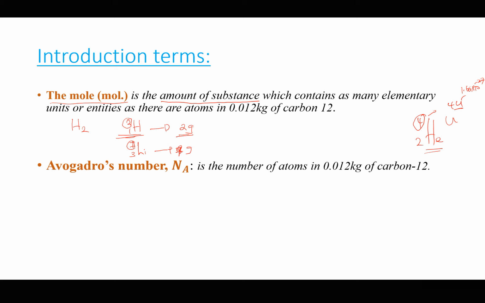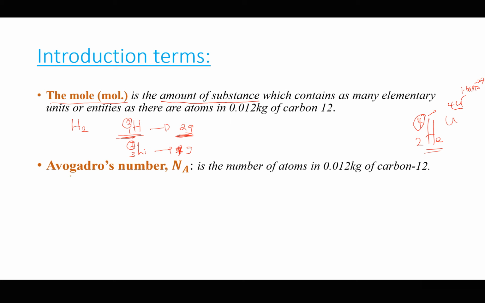I've given an example. When I have deuterium, H-2, then 1 mole of deuterium is equivalent to 2 grams. When I have lithium, Li-7, then 1 mole of lithium should have 7 grams. So this relative molecular mass in grams is now equivalent to the mole of that substance.